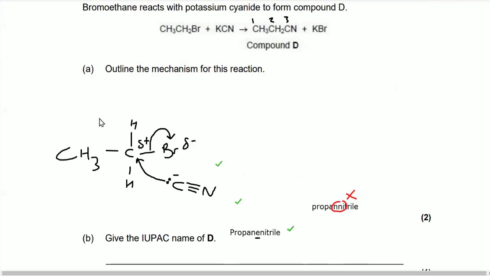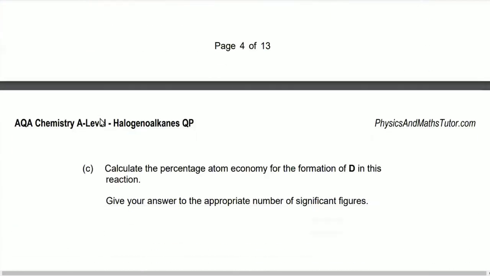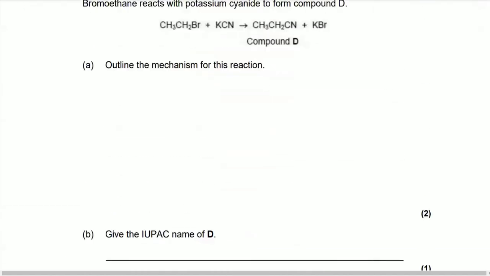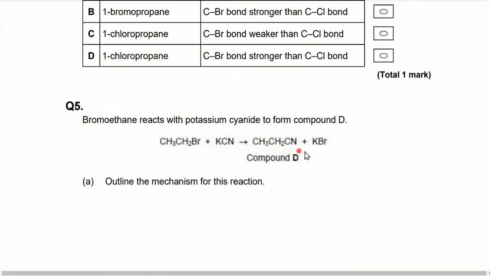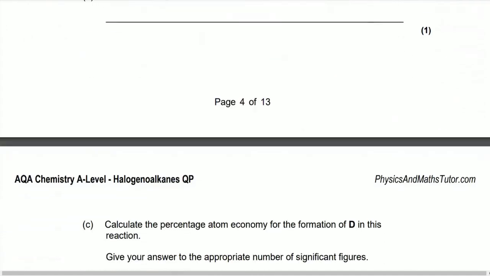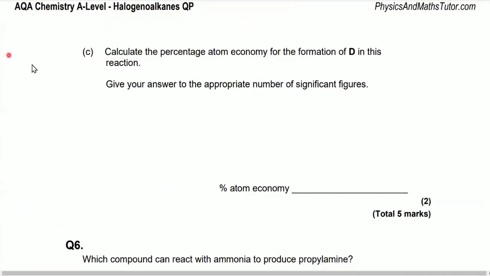Okay, let's zoom down. I think we've got one more question to go for me to finish up this pack. Calculate the percentage atom economy for the formation of D in this reaction. Give your answer to the appropriate number of sig figs. Right, so what you've got to do is useful products over the total products.